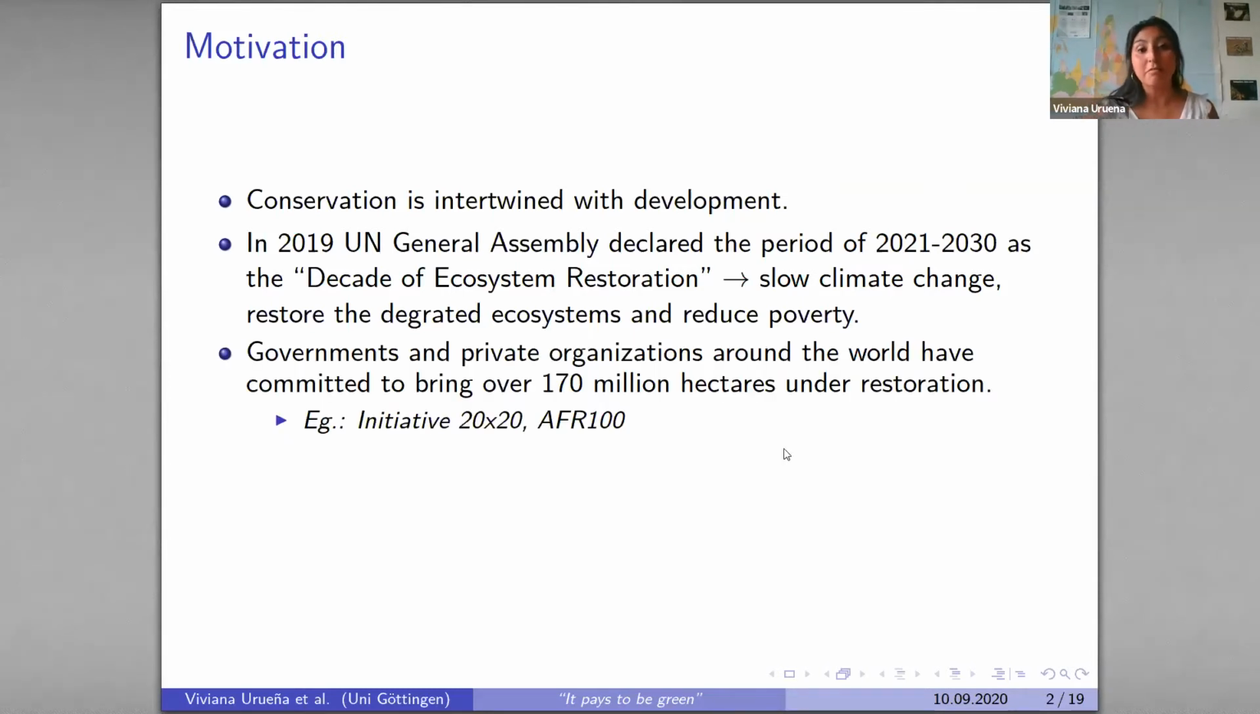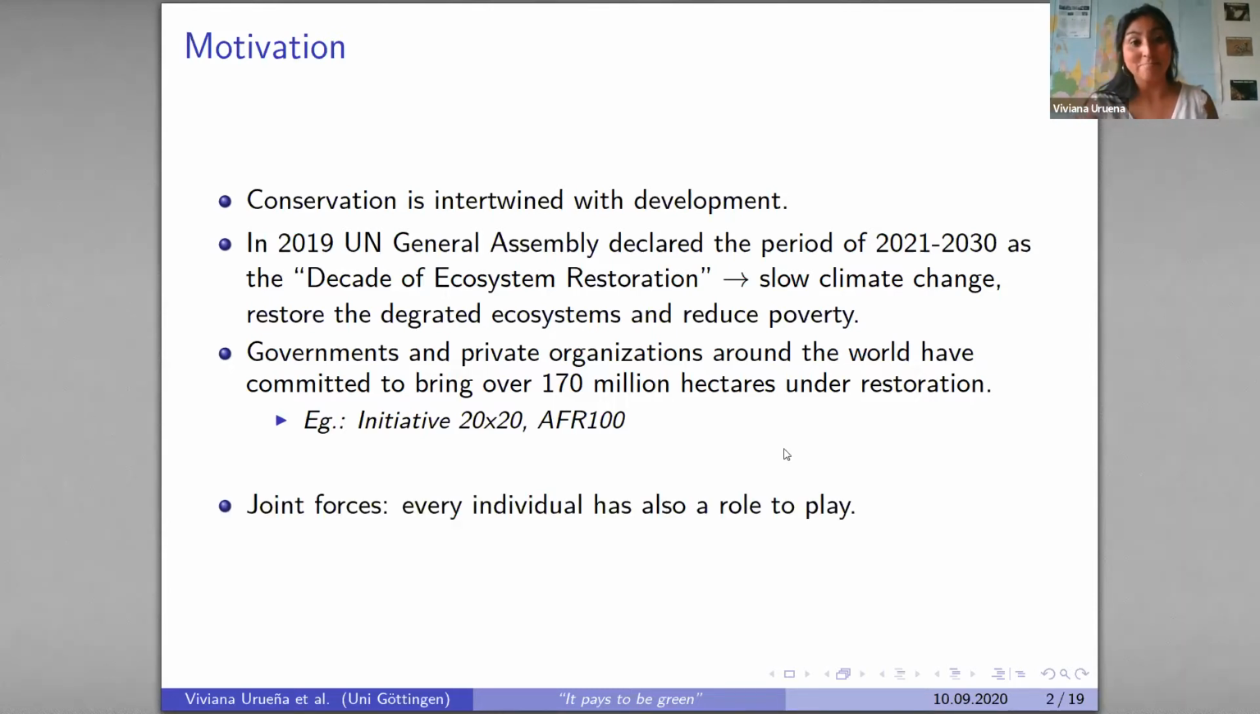What we know is that governments and private organizations around the world have also committed to bring over 170 million hectares under restoration. Just to give you an idea, it's about 5 times the size of Germany and about the size of Mexico. So initiatives supporting this, we have the Initiative 20x20 that focuses on Latin America and the Caribbean, and we also have AFR100. But these initiatives do not work alone, and we as individuals should all join forces. So we also have a role to play.